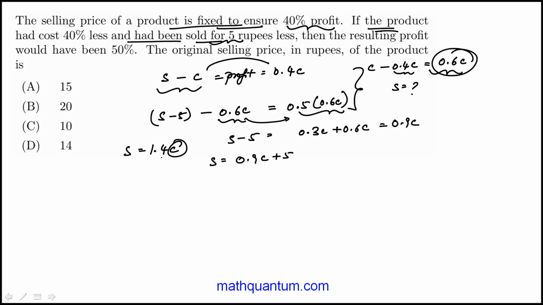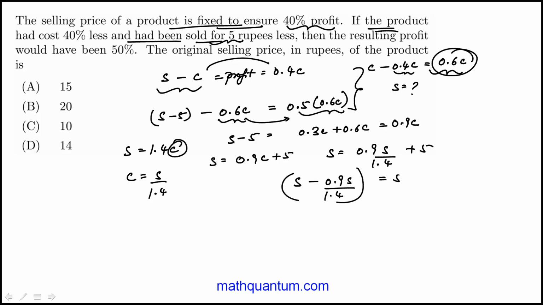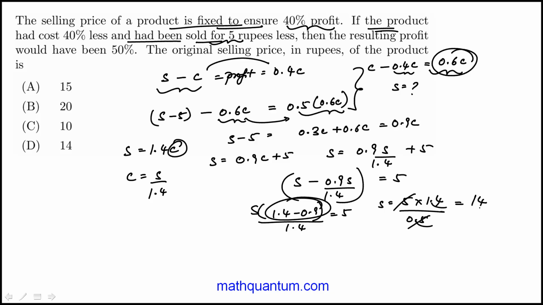And I can replace C here. Actually, maybe I shouldn't have moved that term, but that's okay. So this is my equation that will give me S. S is, now this is a matter of how quickly you can do this algebra, factor out the S. You can use a calculator. It's your call. So S is 5 times 1.4, and then that's 0.5. Move that decimal, 5 goes out. S is 14, which is answer choice D.